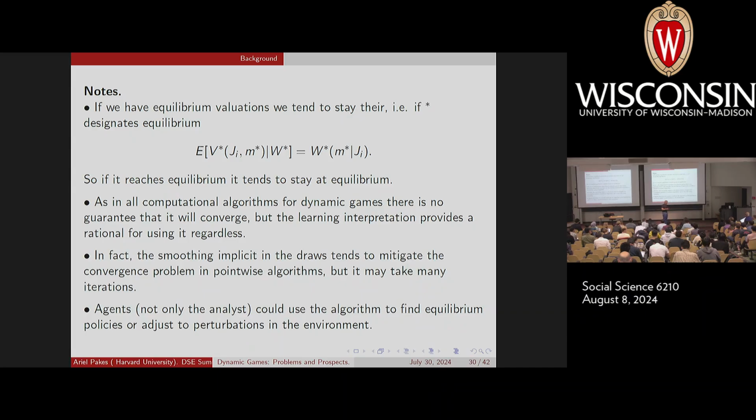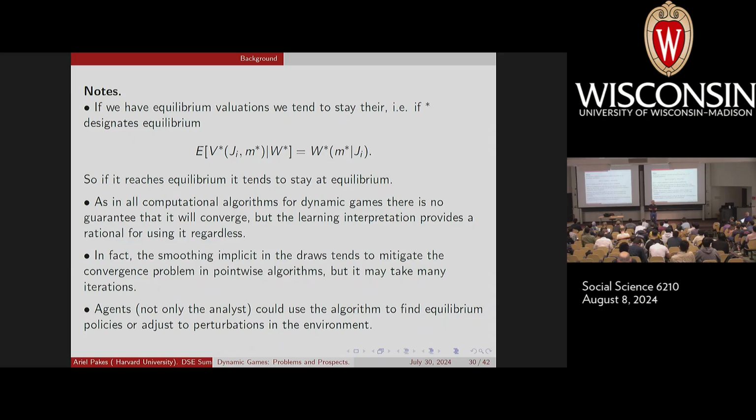The question, so let me take a step back, okay? Why are we doing all this? Let me take a step back, okay? We're doing all this not because we want to explain the equilibrium in the data.